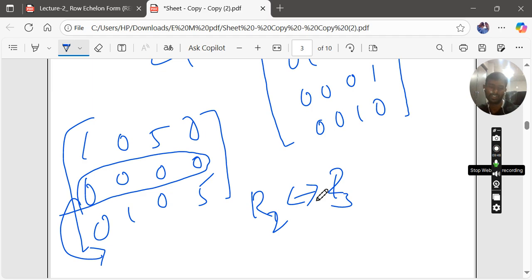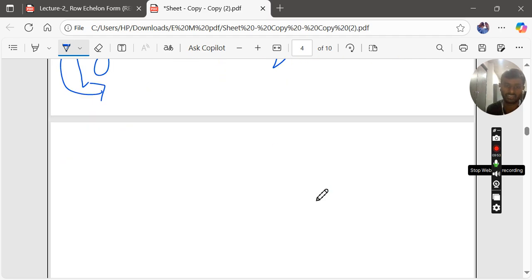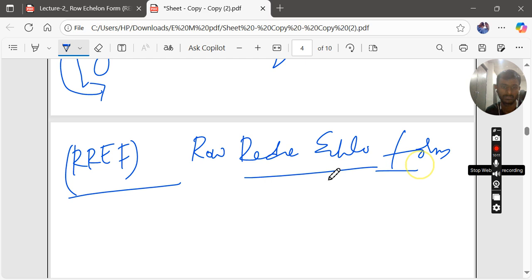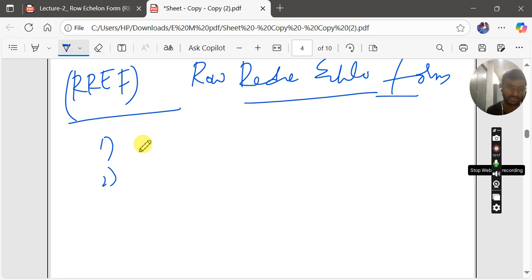And coming to the row reduced echelon form, there are two more extra properties. We will discuss that one here now. Next one, row reduced echelon form, RREF. Okay, and coming to the properties, the first property and second property will be the same as row echelon form.